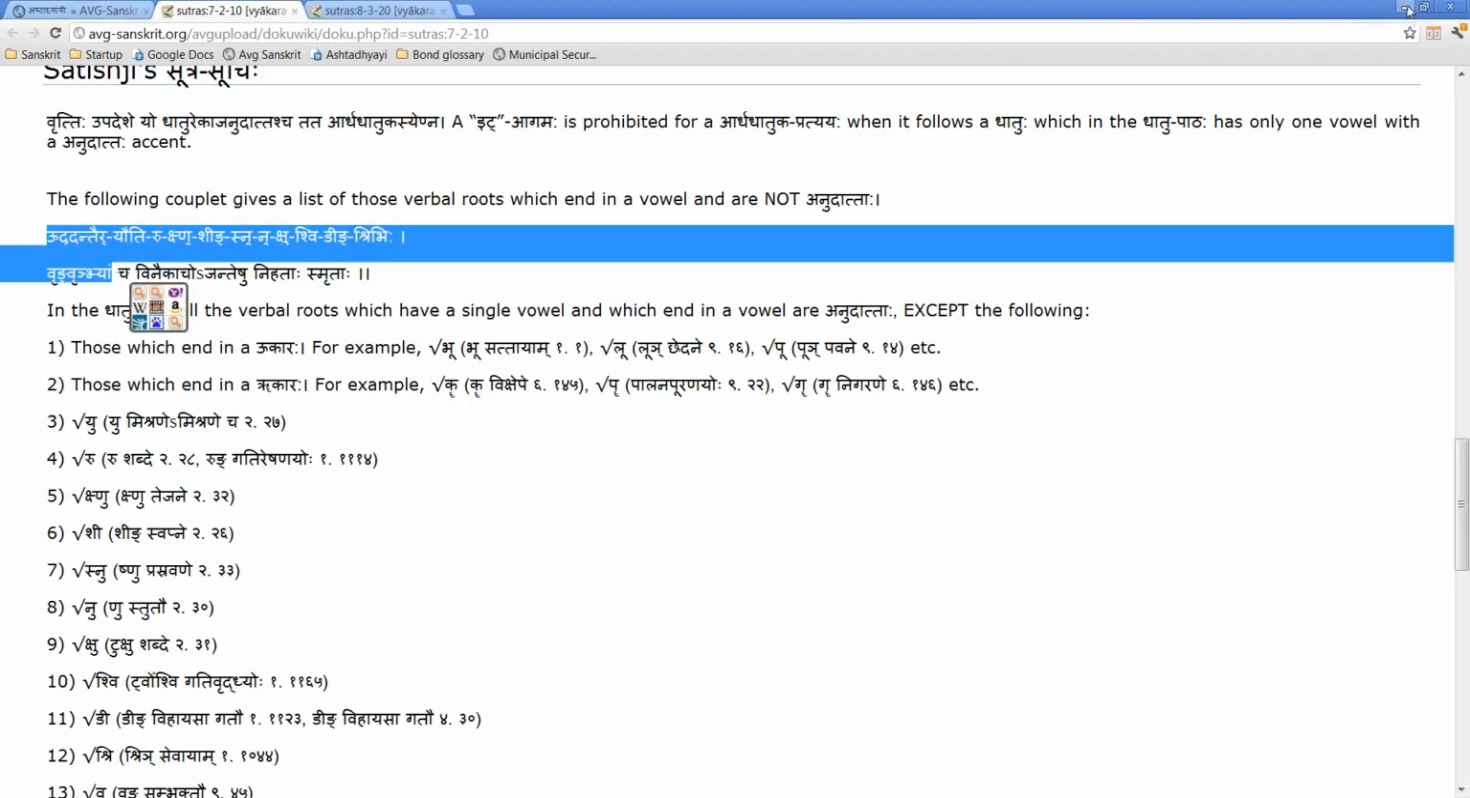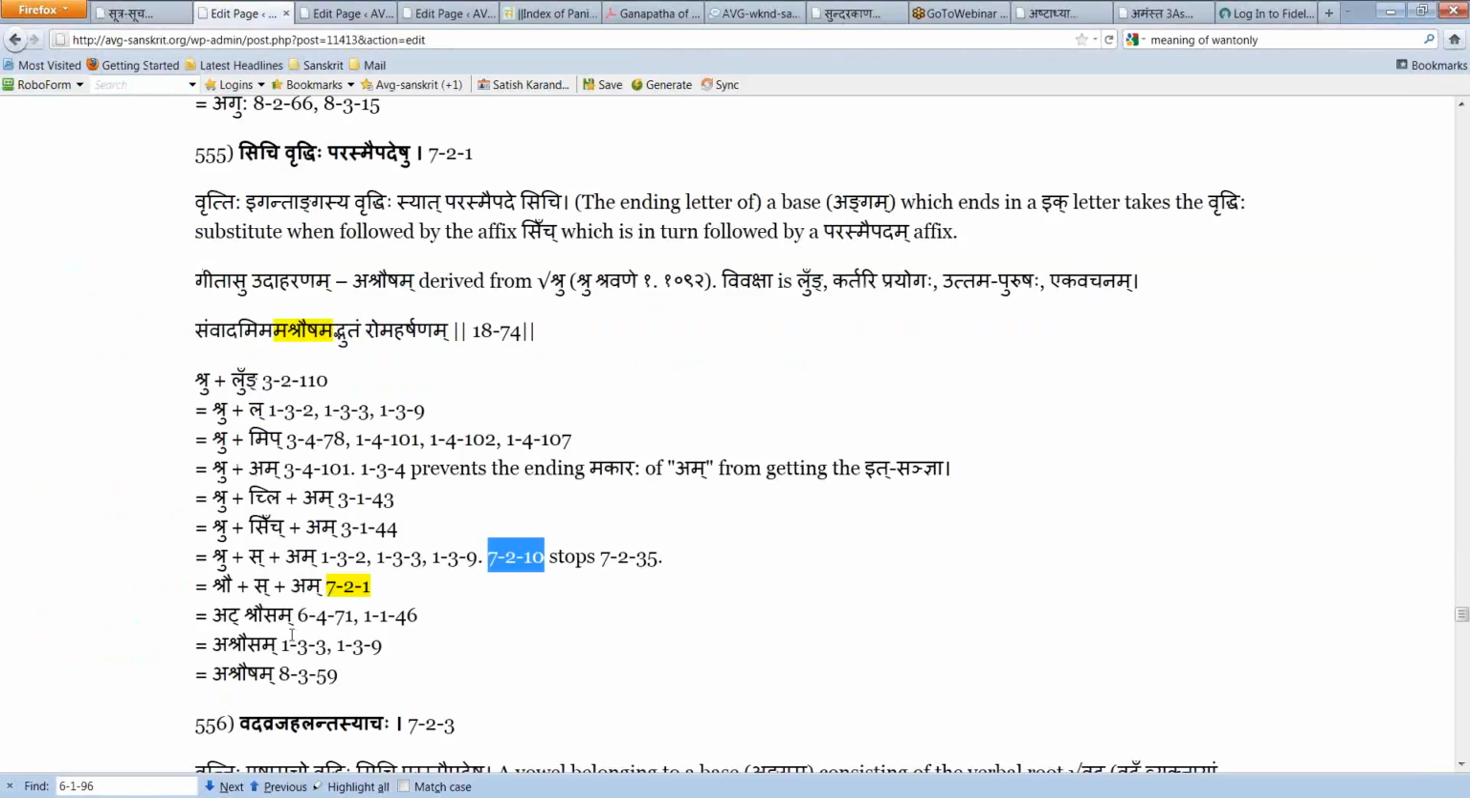Then what happens? Because of ekacha upadesha anudattat, in nishedha comes. So this idagama is stopped. And then comes the sutram, sichi vruddhif parasmapadeshu.